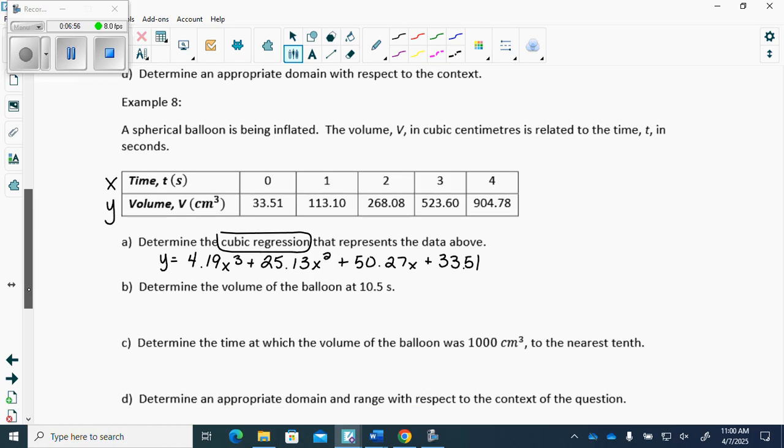Now it wants us to determine the volume at 10.5 seconds. Did they give me x or y? They gave you x, because you look at the units on your table, right? So x equals 10.5, and like I told you, if you can't find it when you put it in, it's because your window isn't big enough, usually in the x value. So second trace value, 10.5, and I get an error because my x max is 10.